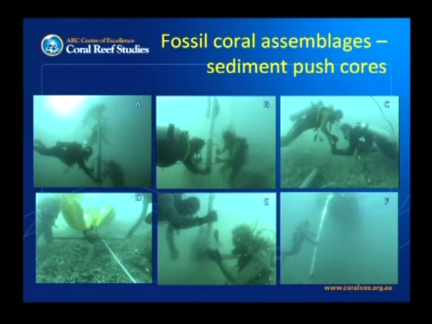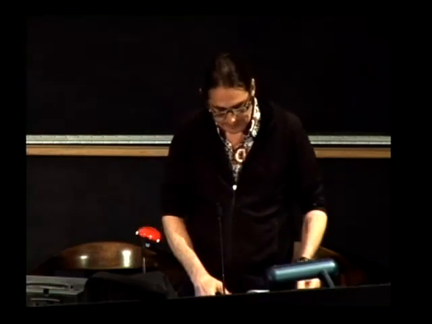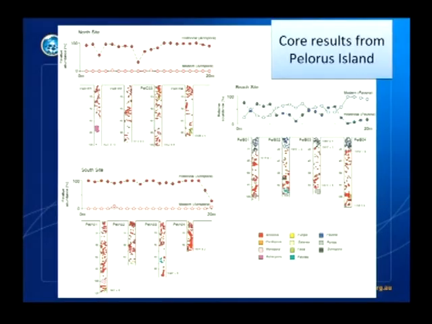Now, the excellent preservation of the corals that are found within these cores allows attribution of genus and even species-level taxonomy. The results I'm going to show you today are going to be at the genus level. So here's what happens in the cores. The north site and the south site are shown on the left-hand side, the beach site on the right. The north site and the south site show very similar patterns. The red in the cores is the genus Acropora.